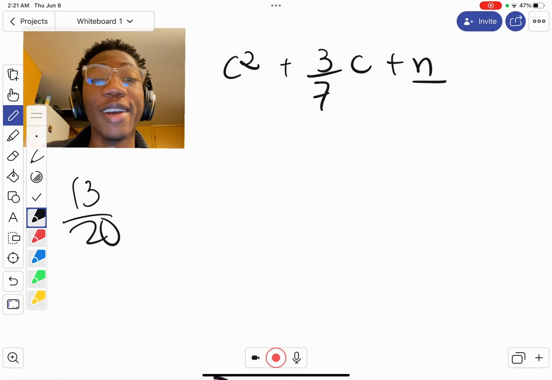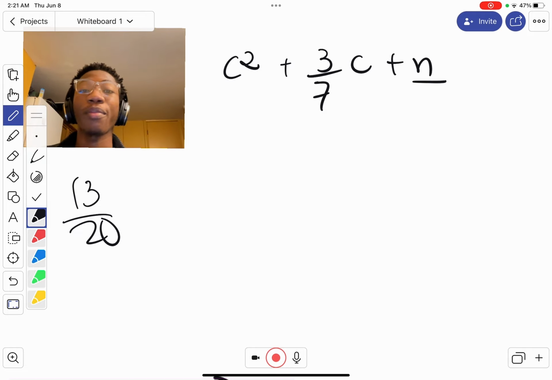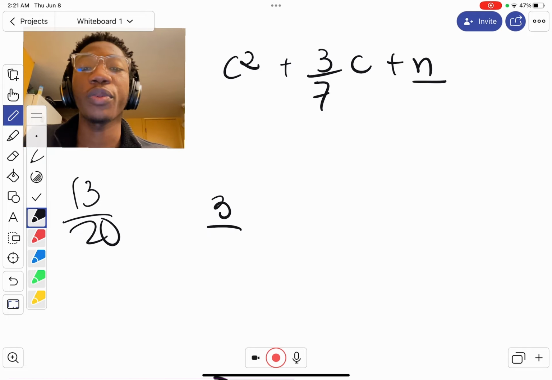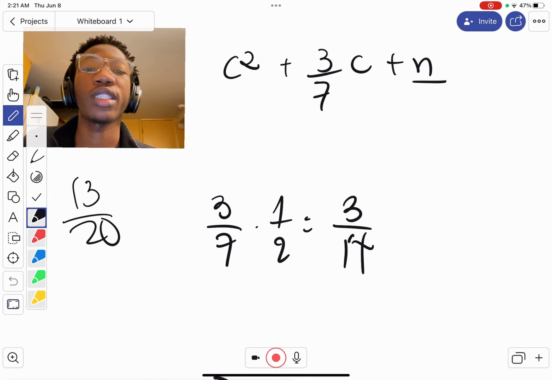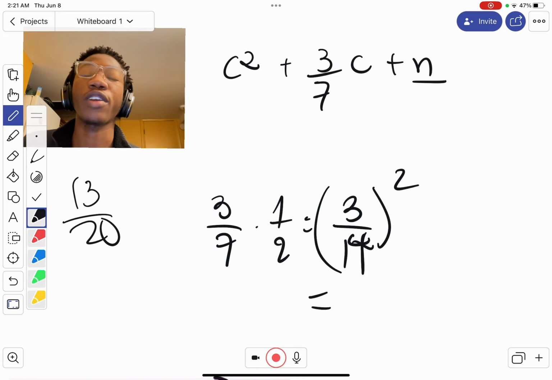We either divide it by 2 or multiply it by 1/2. I'm gonna multiply it by 1/2 because it's much easier for me since I'm dealing with fractions. So it's gonna be 3 over 7 multiplied by 1/2, which is 2 over 14, and that's it. So the 2 over 14 is not the answer yet because we need to factorize it. Not to factorize it, square it.